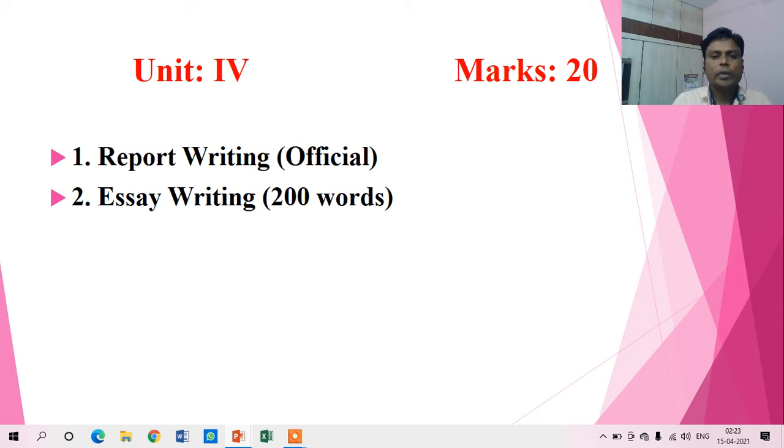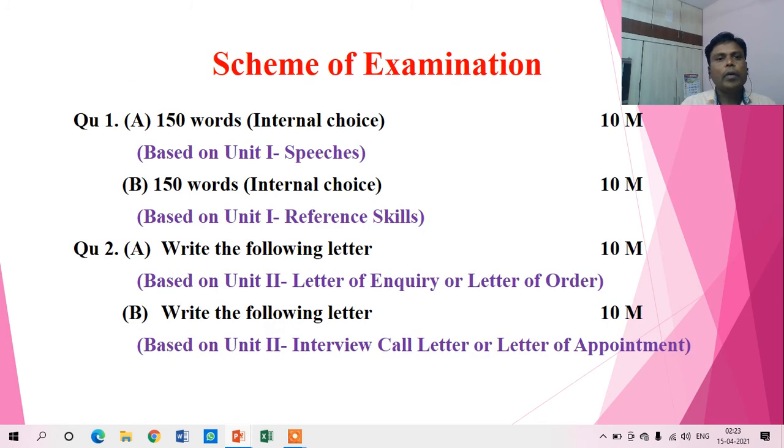This is the longest question in your syllabus which carries 10 marks, and you have to answer this question in more than 200 words. So this is unit number 4. Moving on to scheme of examination.